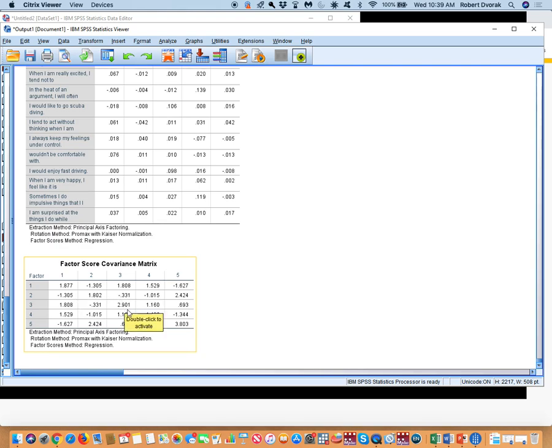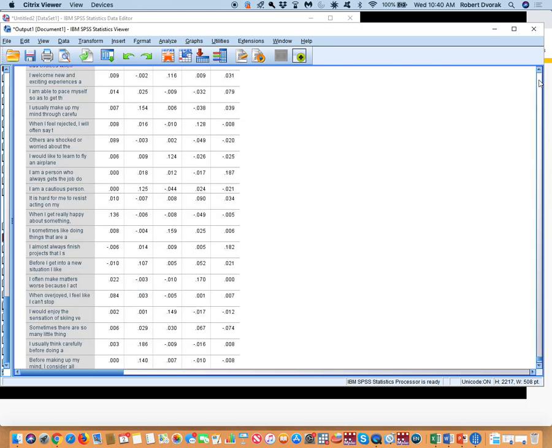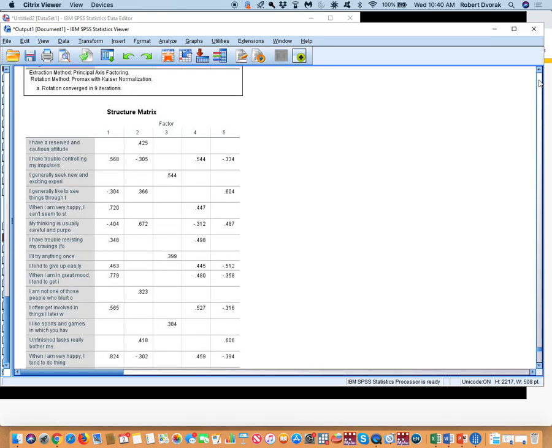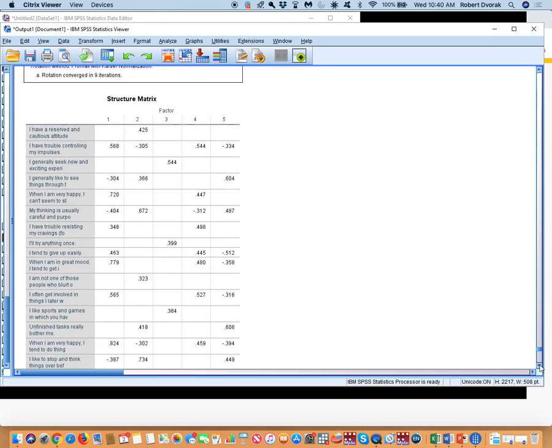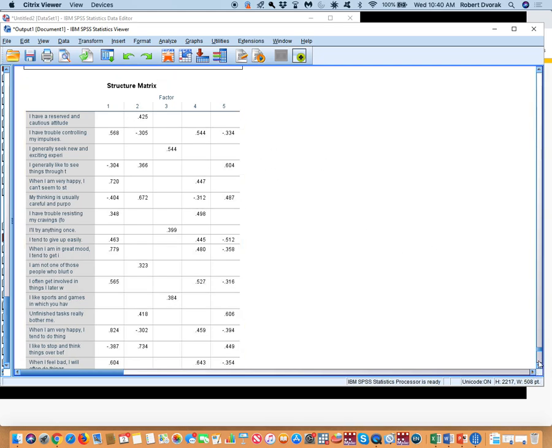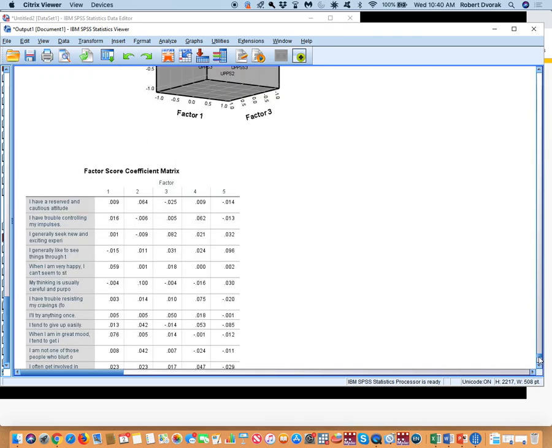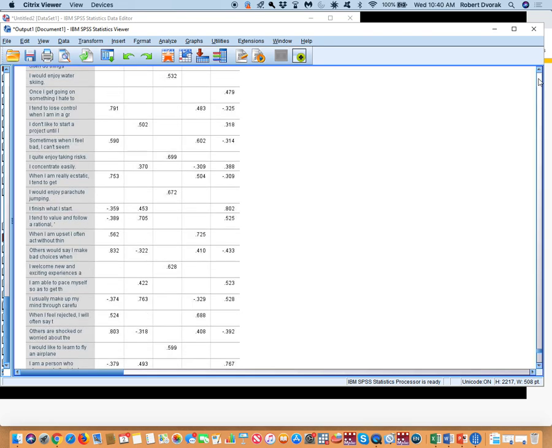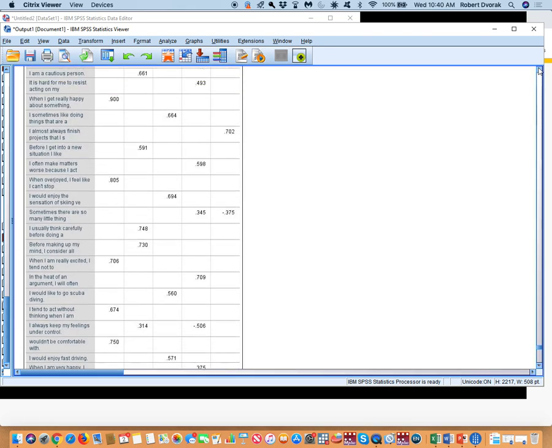All right, my guess is 3 and 1 are the 2 urgency ones. Oh wait, maybe not, because that's 5 and 5. 5 and 2 might be it. All right, let's have a look at these items and see if we can figure out what is positive urgency, negative urgency, etc. And then we can look at the shared variance amongst them. Wrong matrix. Here we go.